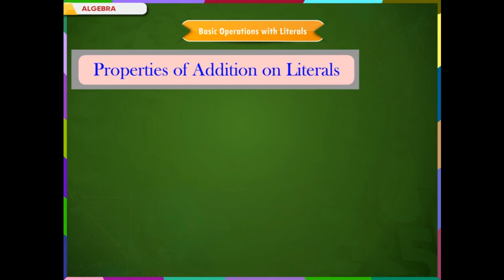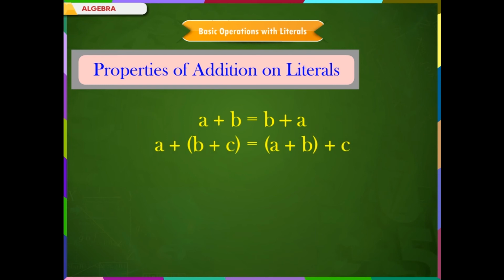Let us understand the properties of addition of literals in algebra. Like numbers, the addition of literals has the following properties. A plus b is equal to b plus a. A plus b plus c is equal to a plus b plus c. A plus 0 is equal to 0 plus a is equal to a. However, subtraction of literals does not have these properties. The only property that holds true for subtraction is a minus 0 is equal to a.